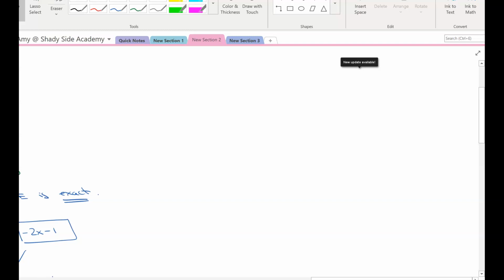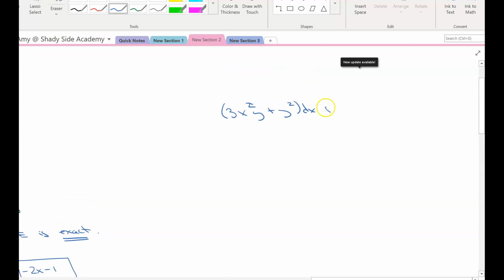I think we may have even used this one in class. I don't remember. Did I use this one in class? We'll see. Okay, here, let's look at this one. (3x squared y plus y squared) dx plus (x cubed plus 2xy) dy equals 0.